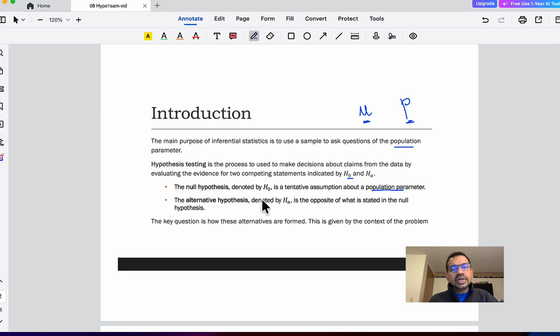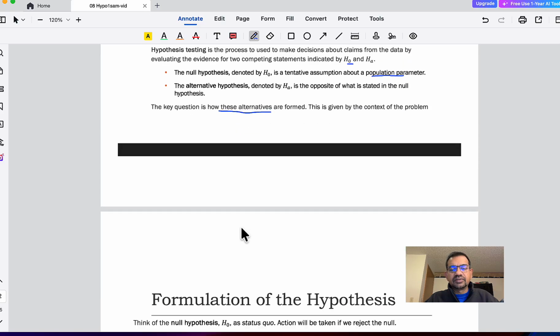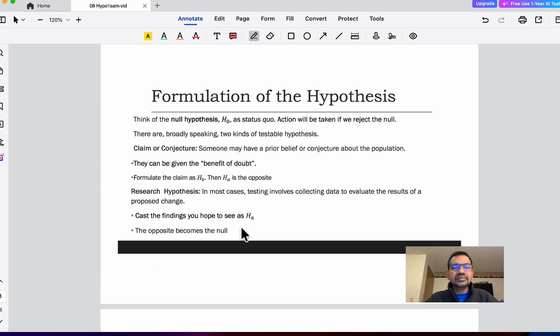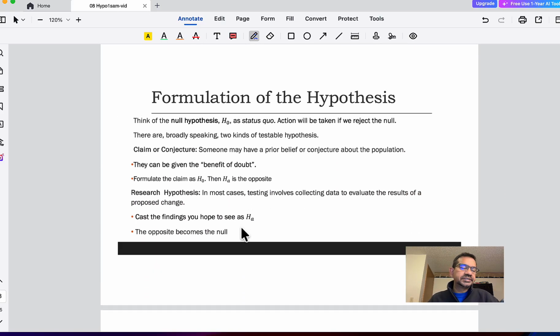So the key question though is, how do we formulate these two alternatives? How do we formulate the null hypothesis, H0, and how do we formulate the alternative hypothesis, or HA? And the key thing to note is that this is given by the context of the problem. So there are two approaches in formulating these hypotheses.